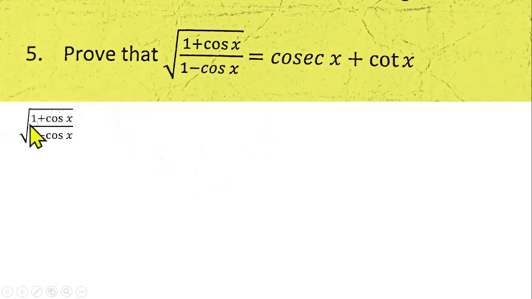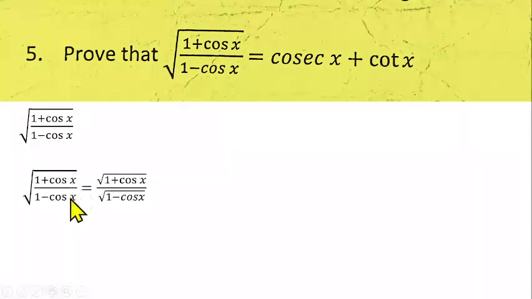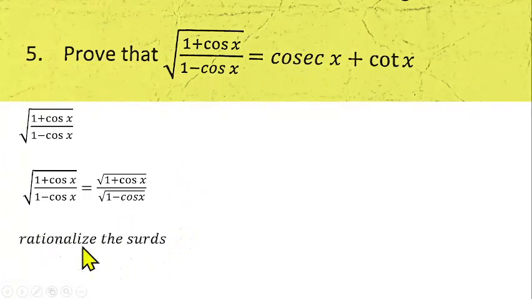So we have the square root of this, and from our idea of division of surds, this can be split into the numerator having a surd over the denominator also having a surd. Do we understand that? Good. Then also according to surds, when the denominator is in surd form, we need to rationalize. So we rationalize this by finding the conjugate of the denominator, which will be 1 plus cos x. That will now multiply up and down. If you do that, you rationalize the surds.